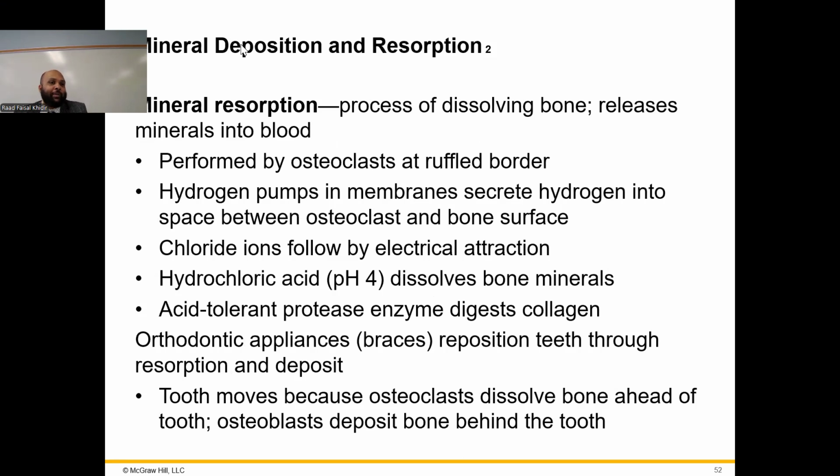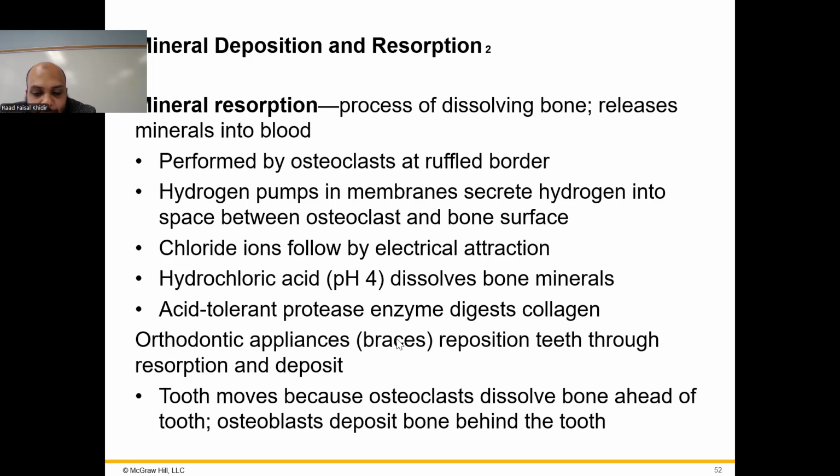Now, resorption is the opposite. It is the degradation, removal, or process of dissolving bone, which releases minerals into the blood. It's performed by osteoclasts at a ruffled border. Hydrogen pumps in the membrane secrete acid, hydrogen, into the space between the osteoclast and the bone surface. The chloride ions follow by electrical attraction. If you have hydrogen and chloride, what is that going to come out to? Hydrochloric acid. And that's going to dissolve and degrade my bone tissue. The acid-tolerant protease enzyme digests collagen.